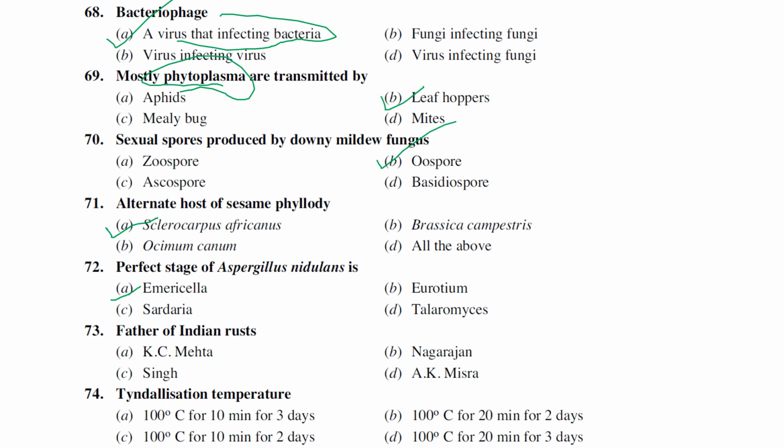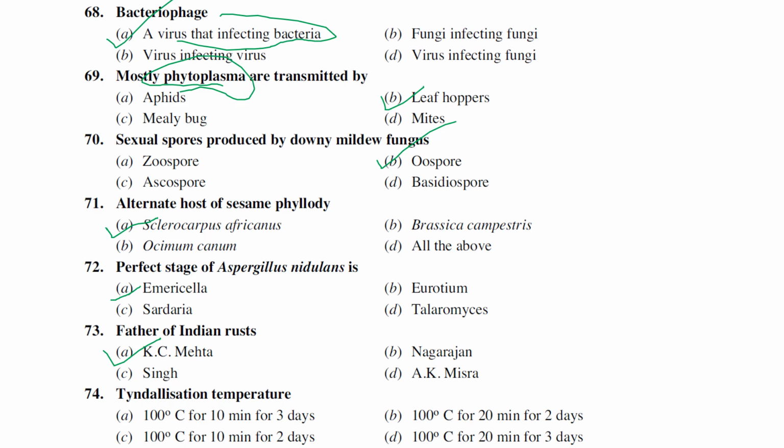Then next one, father of Indian rust, I think we have already discussed, K.C. Mehta. Tyndallization temperature. Generally, this technique was developed by John Tyndall for the killing of endospores. So the technique is known as tyndallization.